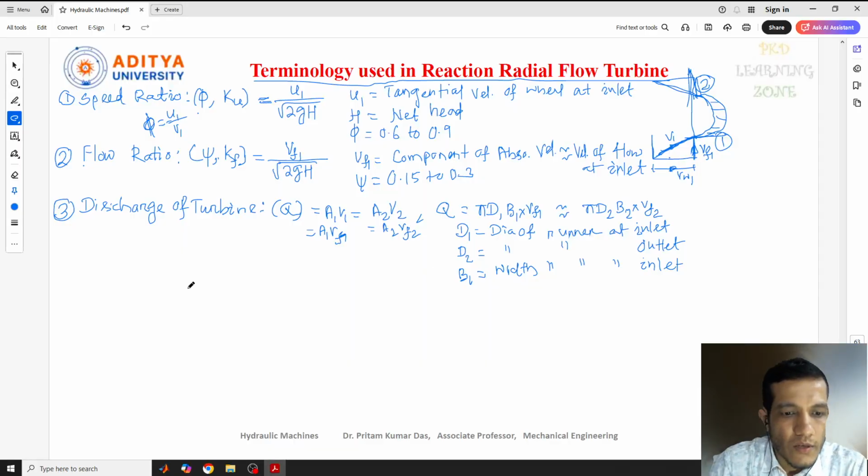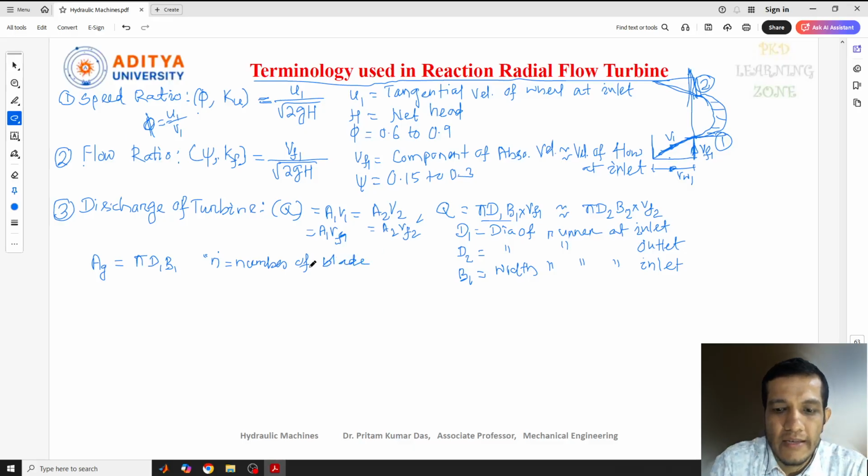Now again I can write this one actually. Let me tell you first the area part. The area actually, if I consider the gross area, I can write AG. AG equal to what I'll write here? Pi D1 B1. What I've written here, the area value here. Now the thing is that if there are a number of blades, not a single one, if there are n number of blades, actually this is n number of blades.